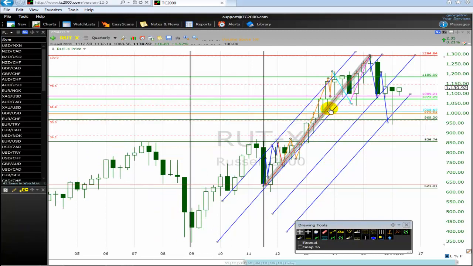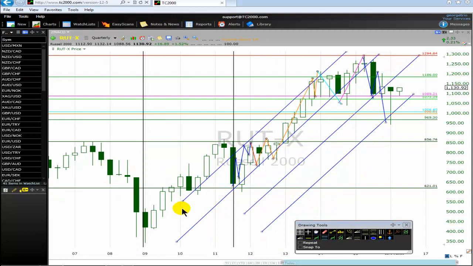Okay, let's remove my Fibonacci retracement tool for now. I'll come back to that in a minute. So on a quarterly chart, what do we see? What do we see on the quarterly chart?